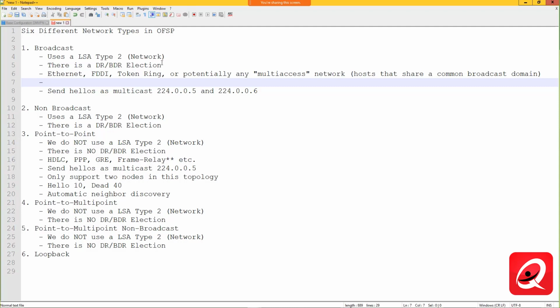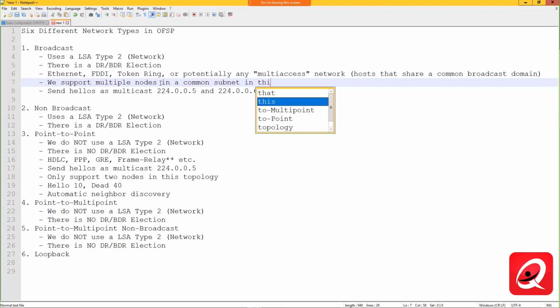We do a DR/BDR election. We already got that there. There is a DR/BDR election in this particular case. So you do have to be particularly careful as to who becomes the DR in special topologies. This is definitely going to have implications on the topology design, right? For example, in a DMVPN hub and spoke environment, we need to make sure that the DR is placed on the hub. All right? So we support multiple nodes in a common subnet in this topology.